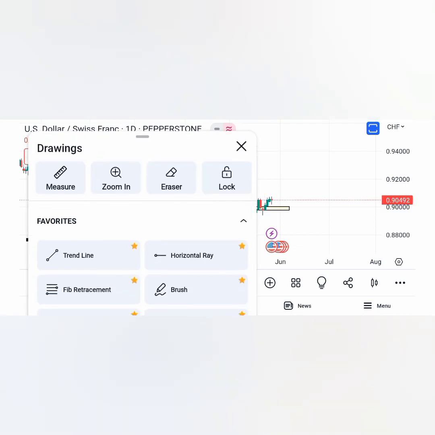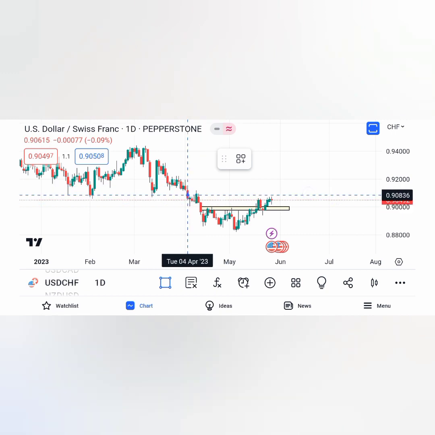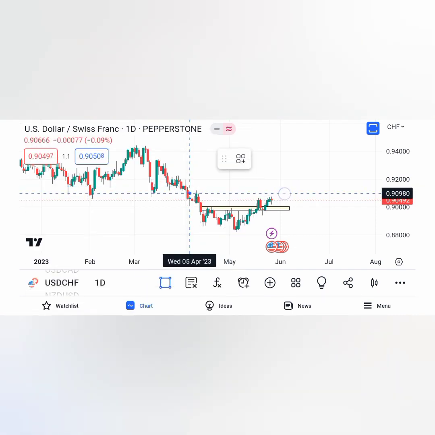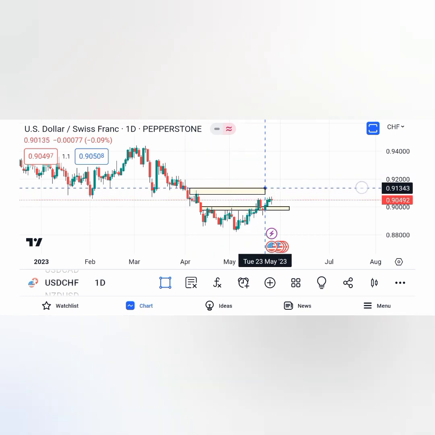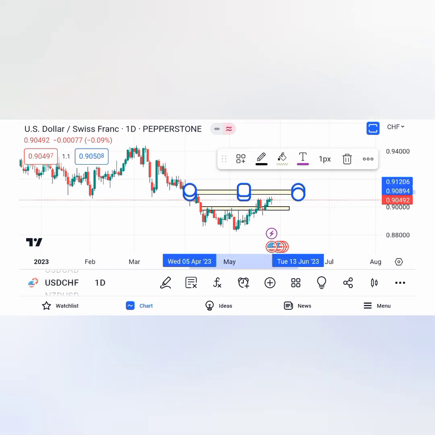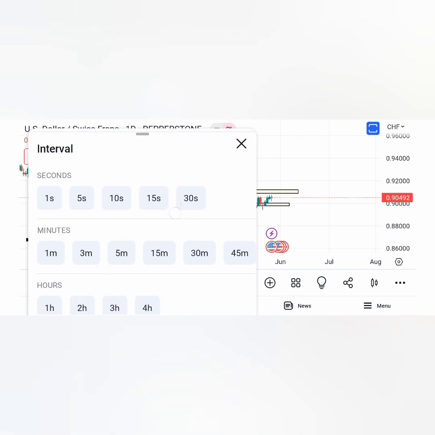So now let's see whether we can spot another zone also. We can see this zone here also. No, let me modify it a bit. We can see this zone here. We can spot this key level here on the daily time frame. So now let's move to the 4-hour time frame and study the price action there.